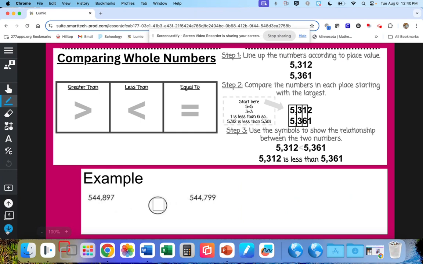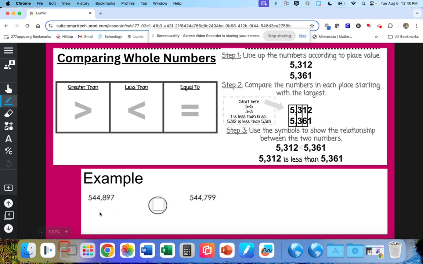Our next type is comparing whole numbers. We have symbols of greater than. That means the first number is greater than the second number. We have less than, where the first number is less than the second number. And then we have equal to, where both numbers are equal to each other.